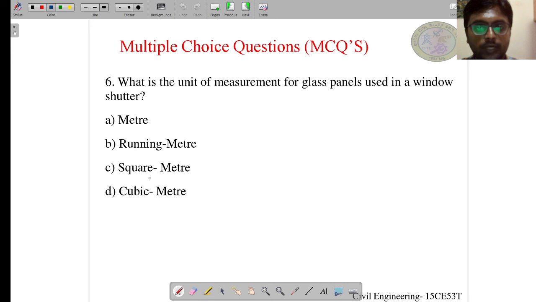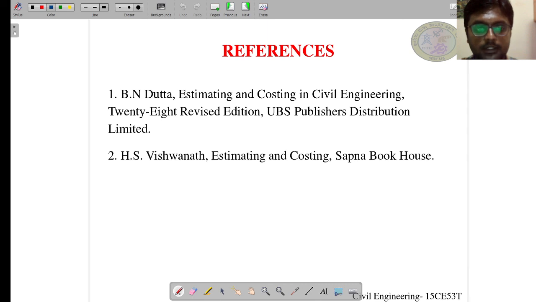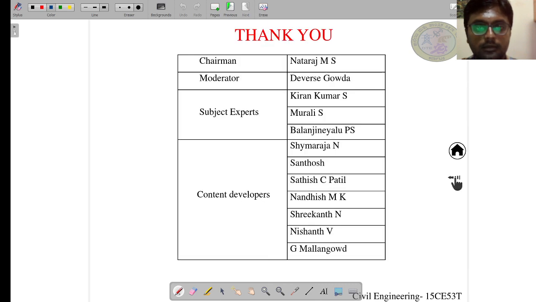What is the unit of measurement for glass panels used in a window shutter? Here please don't get confused, it is square meter because 4 mm thick glass is negligible to consider as a volume. That is why we take only the length into breadth, or the square meter. Here we don't consider the depth because the 4 mm depth is negligible. So we use square meter. So these are the references for this session. Thank you.